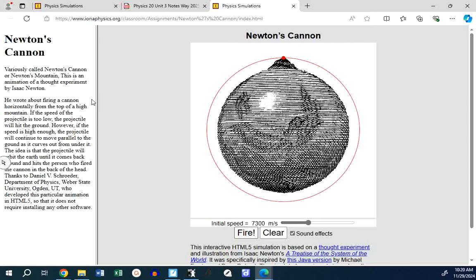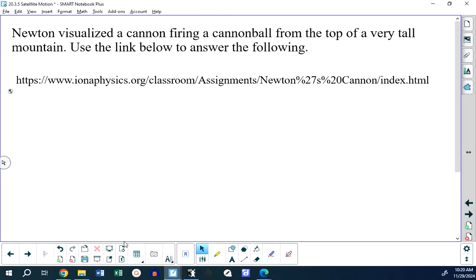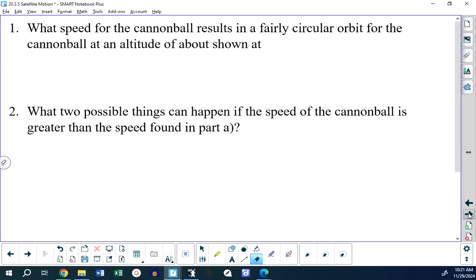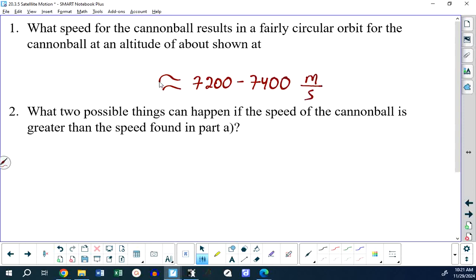Okay. So let's go back to our handout. Use the link below to answer the following. What speed for a cannonball results in a fairly circular orbit? Well, I think if you went anywhere from about 7,200 to perhaps 7,400 meters per second, it's going to be fairly circular.